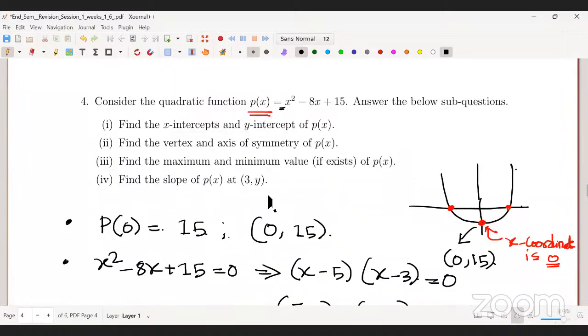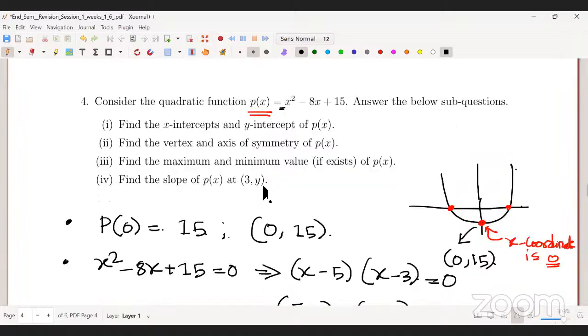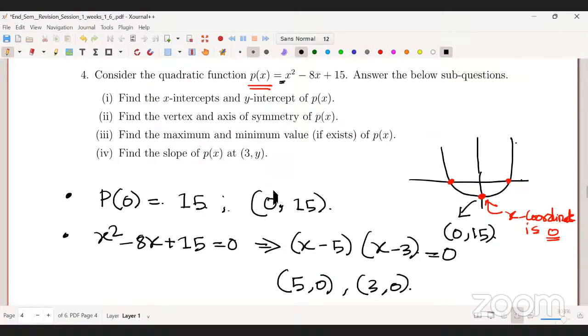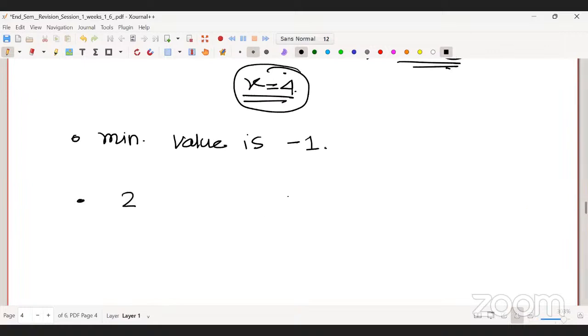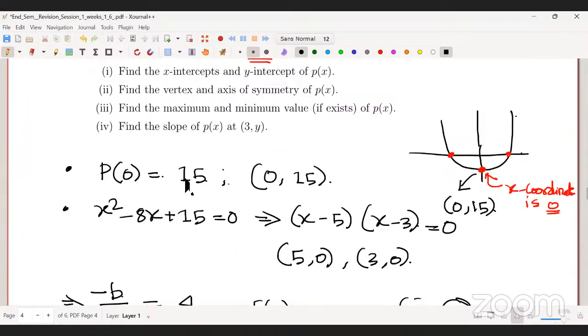Okay, so the next one is, what will be the slope of this parabola at this point (3, y)? Minus 2. Yeah, correct. So the slope of this parabola is precisely given by 2x minus 8, right? We want to find the slope at this point (3, y), and once we substitute 3 here, we get 6 minus 8, which is minus 2.